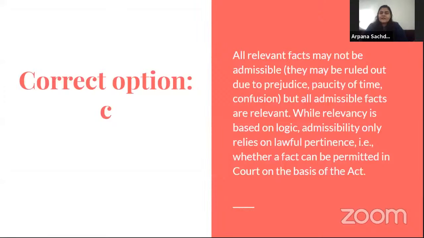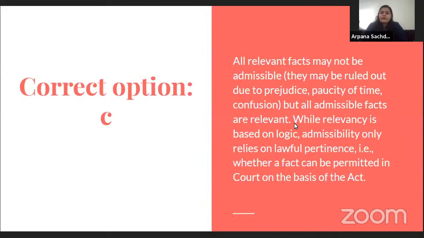Yes, that is a correct statement, that all relevant facts are not admissible. They may be ruled out due to prejudice, remoteness of time, or confusion, but all admissible facts are relevant, as relevancy is based on logic. Admissibility only relies on the law, that is, whether a fact can be permitted in court on the basis of the Act. Can we have the next question?